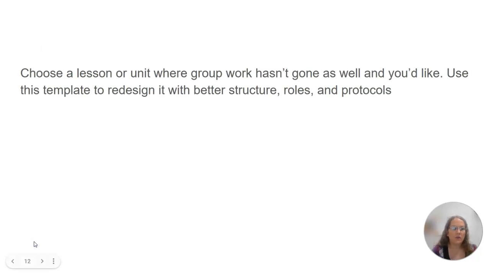What I would like you to do now is to choose a lesson or a unit where group work hasn't gone well and you'd like to change it. So I would like you to use these ideas to try to redesign it, look at the group work protocols that you've had, the structure, the rules, the roles, and all of it to try and make it just a little bit better, okay? And that is all I have for you today.